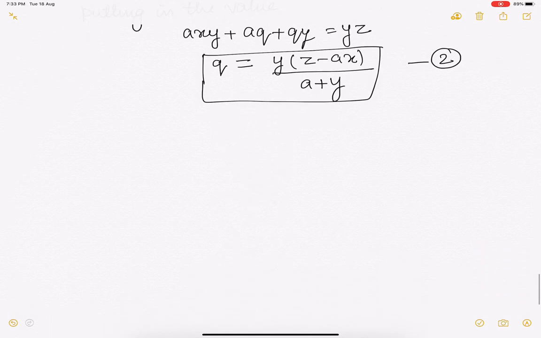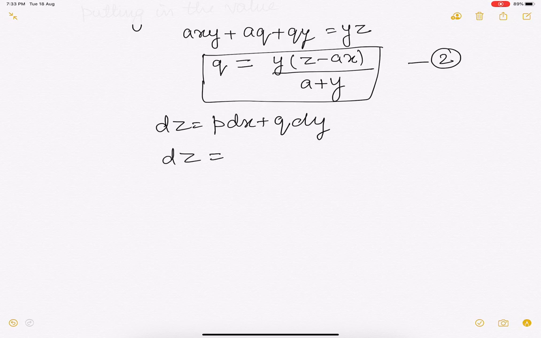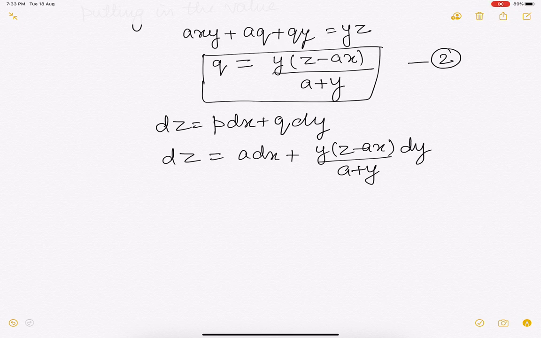Now we have to put the value of p and q in dz is equal to p dx plus q dy. So dz is equal to, what is p? P is a constant, so it is a dx. What is q? Q is equal to yz minus ax upon a plus y dy. We have to integrate these terms.